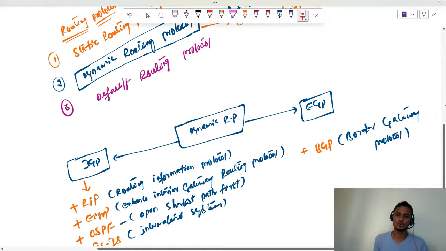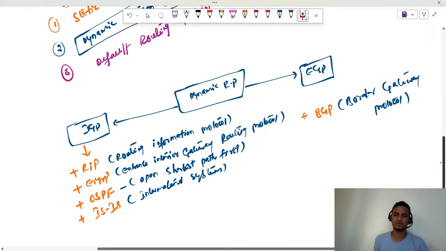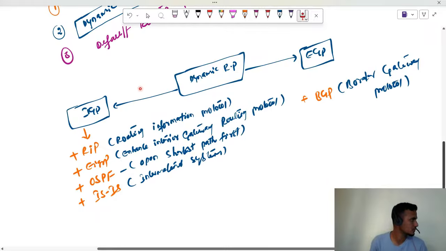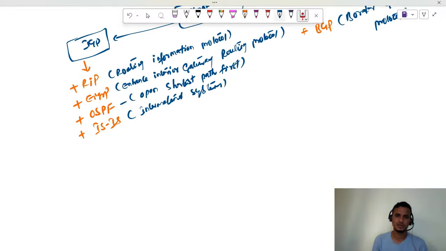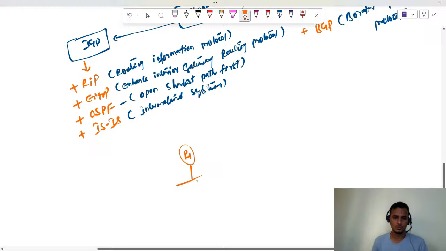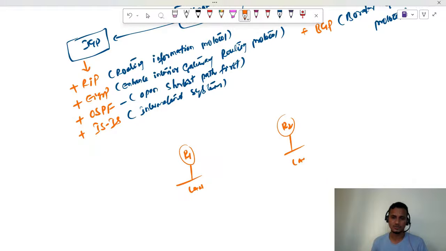Without protocols, if you don't configure the routing protocol between the routers, then the routing is not going to happen. Consider there are two different organizations. Router 1 is going to be connected towards your LAN here, and likewise you have a router 2, and here also we have a LAN.